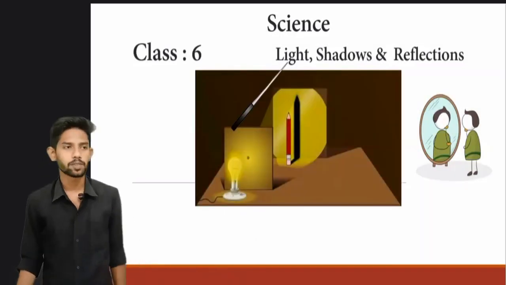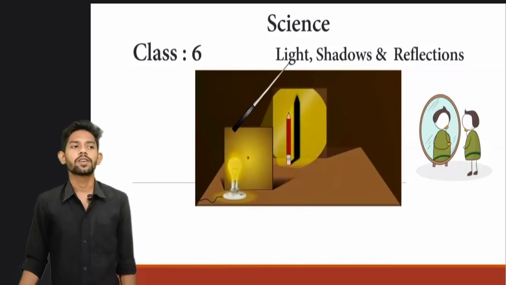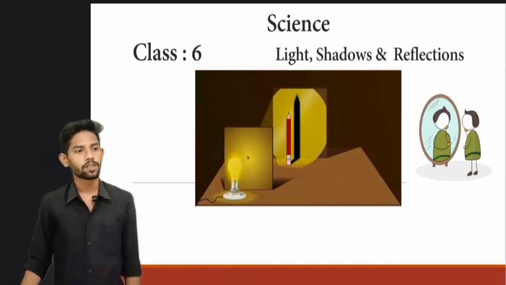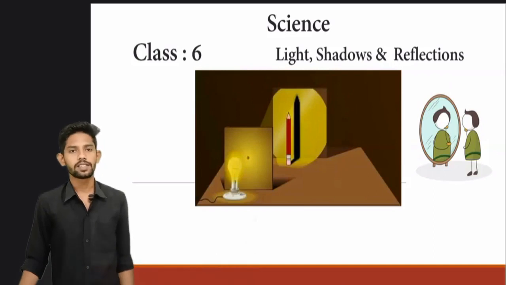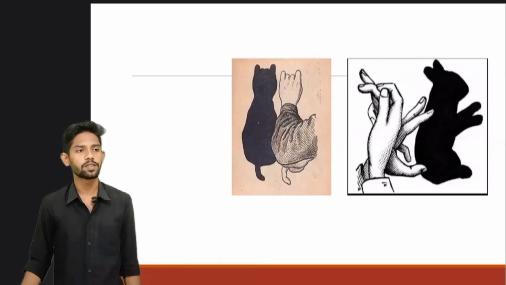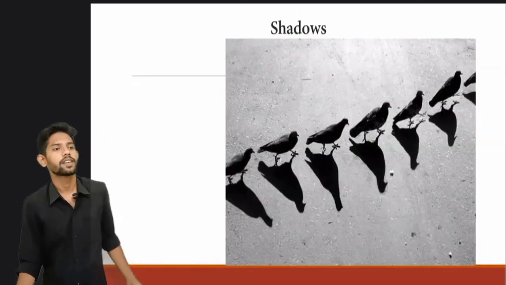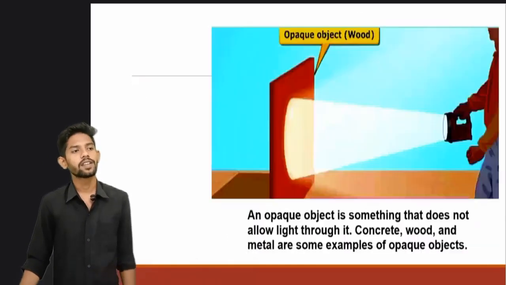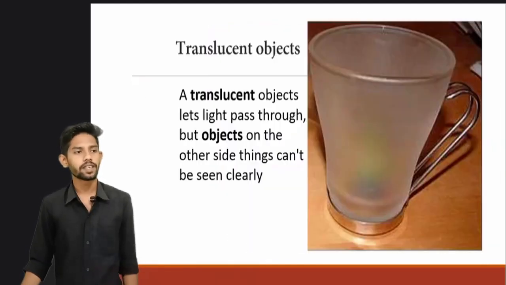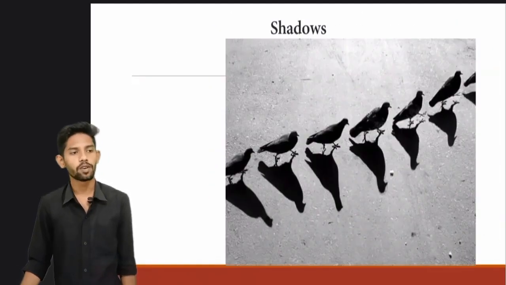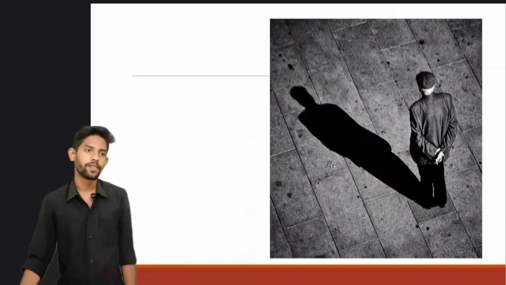So this chapter comes to an end with the topics of light, shadows and reflections, which I told you at the start of the class. See, reflections are covered and shadows are covered, and also transparent, translucent and opaque objects have been covered, and the introduction to light is also covered. So all these things, I hope you have understood very well.